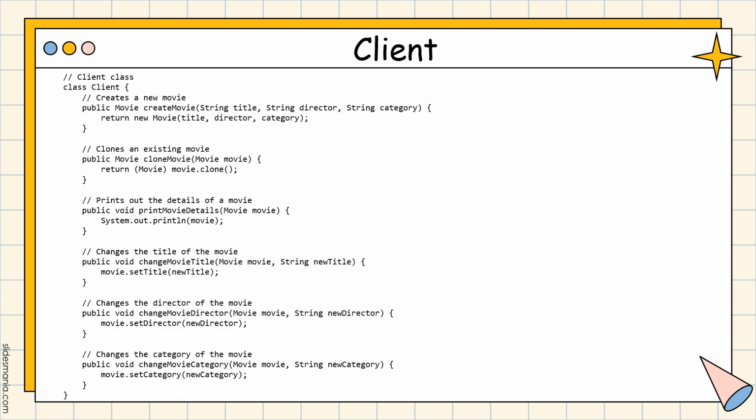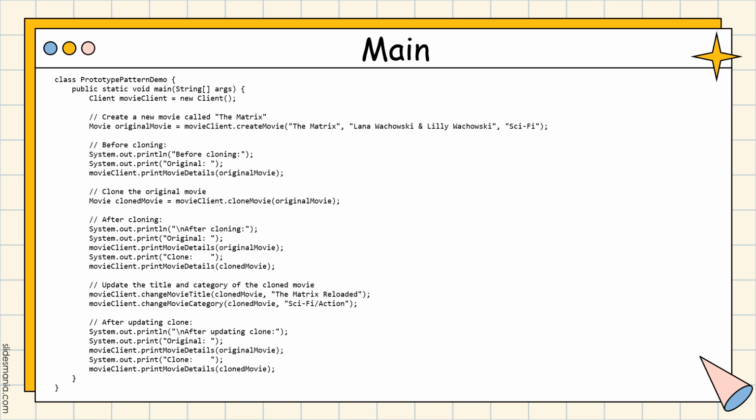And this is the implementation of the client class, which will create a new movie, clone an existing movie, print out the detail of a movie, change the title of the movie, change the director of the movie, and change the category of the movie. And this is the implementation of the main for the prototype pattern demo, which will create a new movie, clone it, and print necessary details to show the comparison between the original and the clone objects.